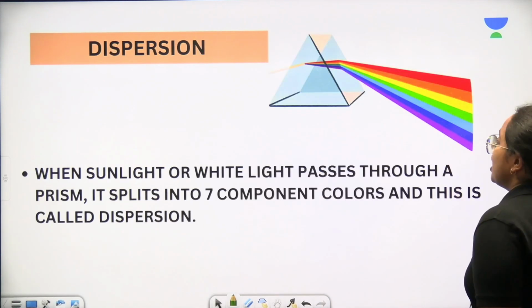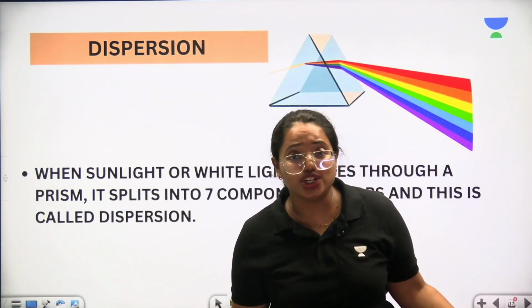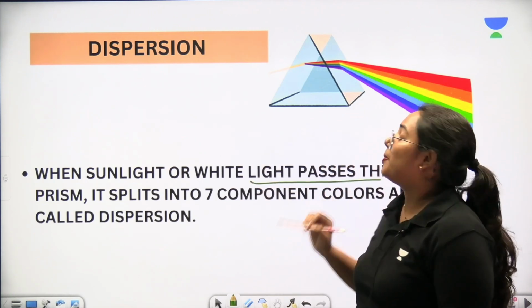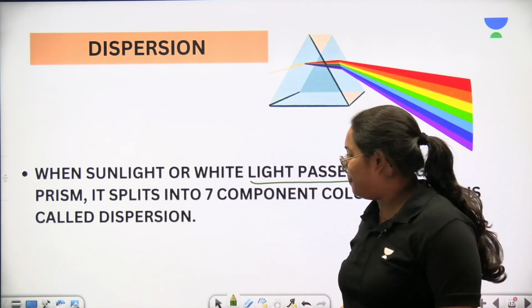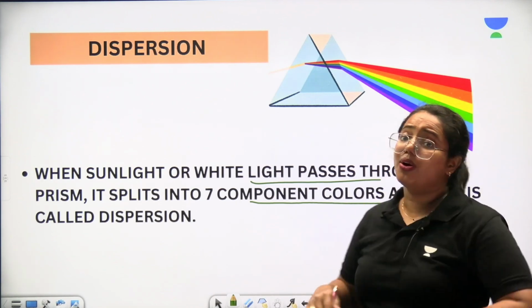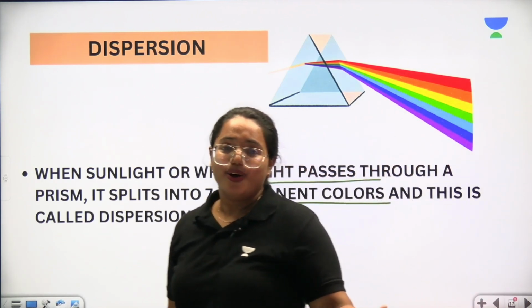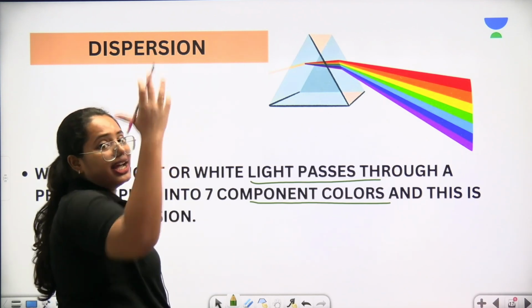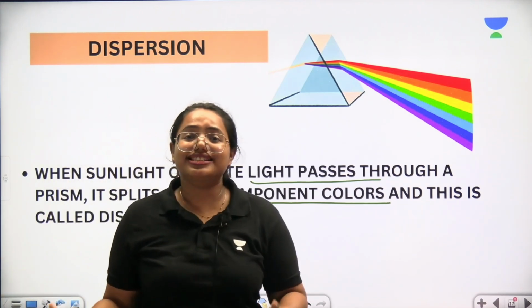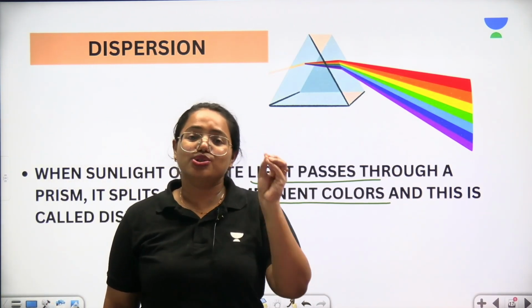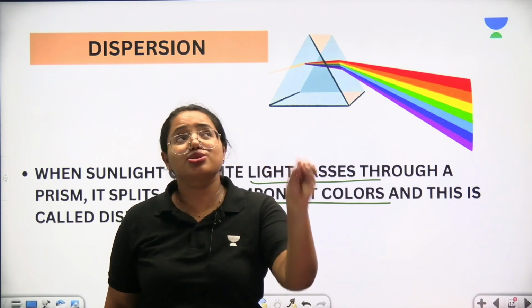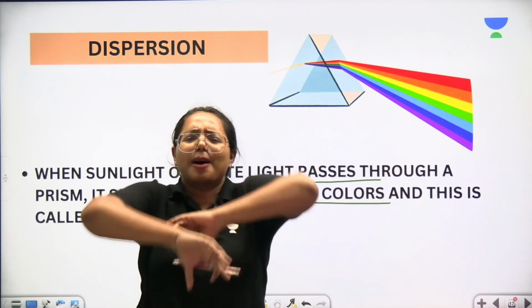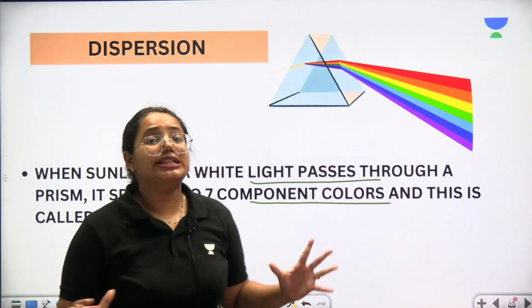Okay, so now we are moving towards dispersion. Oh, it's an interesting phenomenon in which when white light passes through a prism, what happens? It splits into 7 component colors. Oh, that's how you're able to see rainbow, right? In the sky, we don't have any kind of prisms, but instead we have tiny water droplets. So when white light or sunlight passes through these water droplets, dispersion occurs, and therefore you will be able to see a beautiful rainbow with 7 colors.